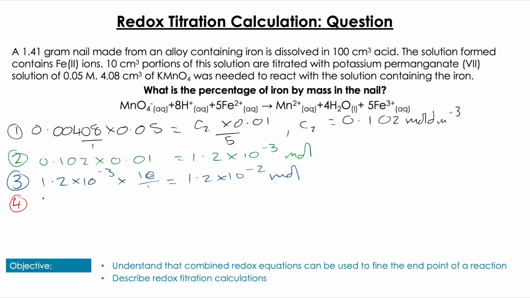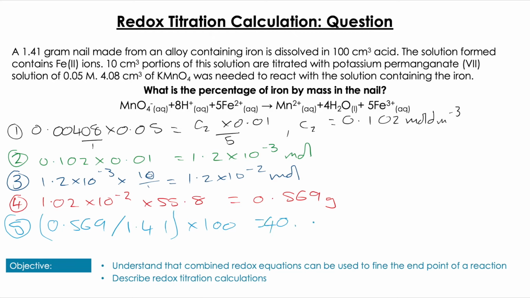For step 4, we want to find the actual mass in that nail. So then we're going to multiply that by the molecular mass of iron, which gives us 0.569 grams. And again, it's asking us about the percentage by mass of iron in the nail. So we're just going to do 0.059 divided by the initial mass of the nail, all multiplied by 100, which gives us 40.4%.